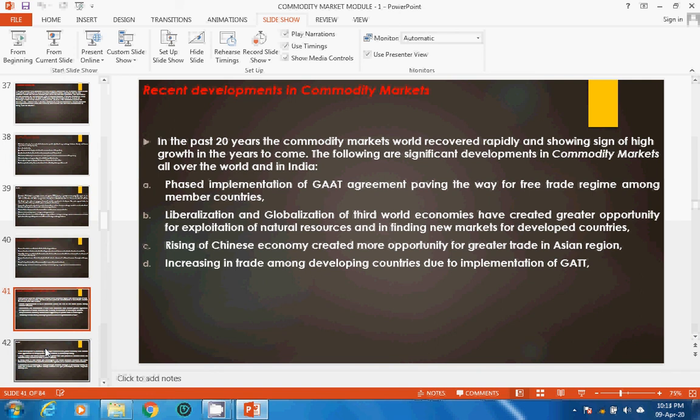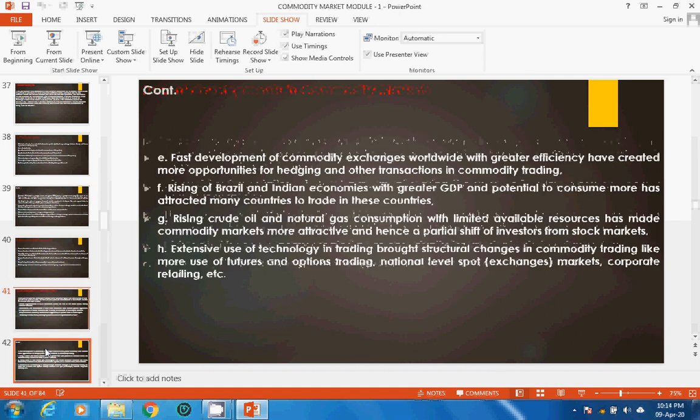Liberalization and globalization of third world economies have created greater opportunity, especially for developing economies, for the exploitation of natural resources and in finding new markets for developed economies. The rising Chinese economy created more opportunity for greater trade in the Asian region, increasing trade among developing countries. Due to the implementation of GATT, the General Agreement on Trade and Tariff, later on WTO came into existence.